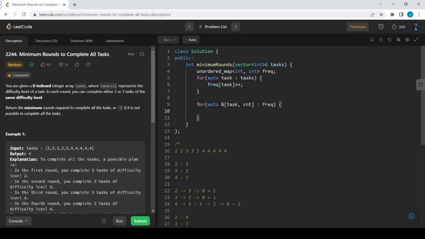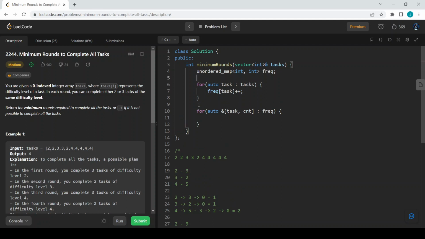We can have an answer initially, int total rounds equals 0. We have to have one base case. What is the base case? If my count is lesser than 2, then there will be only one task, and zero is not possible, but if the count is lesser than 2, then we can never do a one task at all, so we will return -1 directly. This is the base case that we want to take care of.